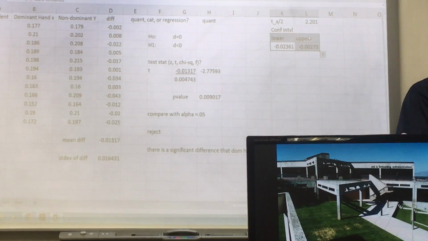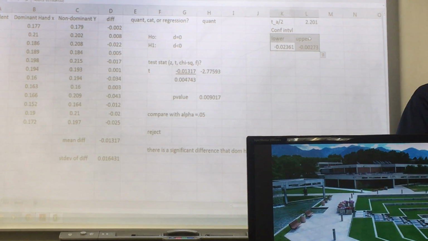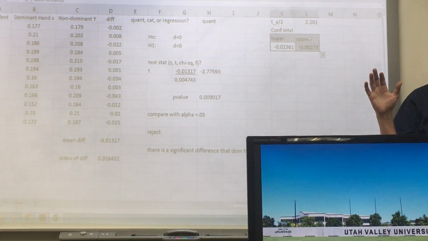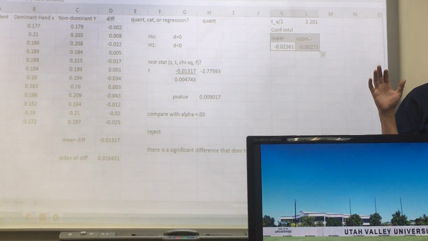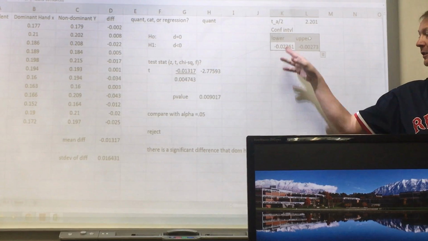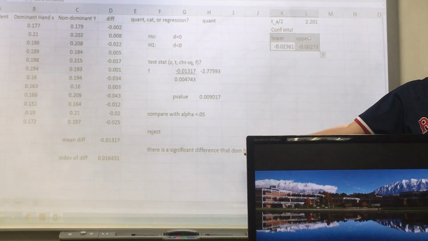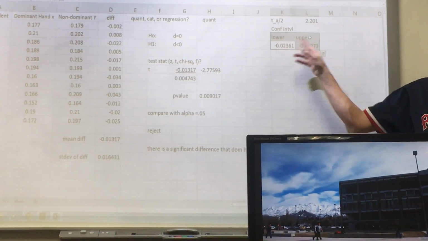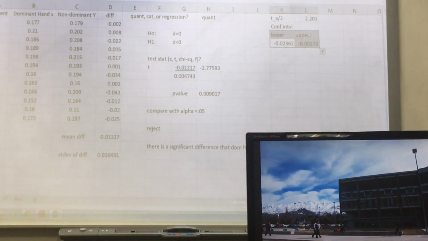It's negative on both sides. That means it doesn't include 0, so that means you would reject. You would reject it all. So, does this tell me that there's a significant difference, that the dominant hand is faster? Yes. In this case, both of them are negative.